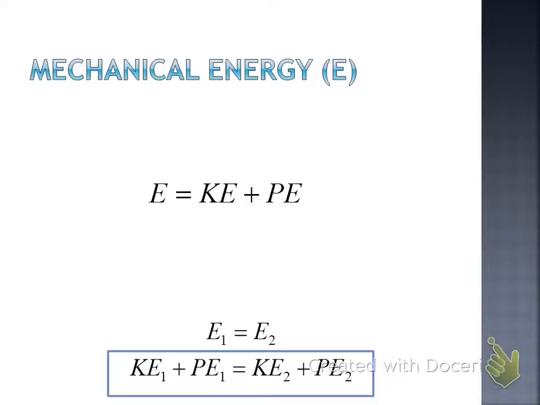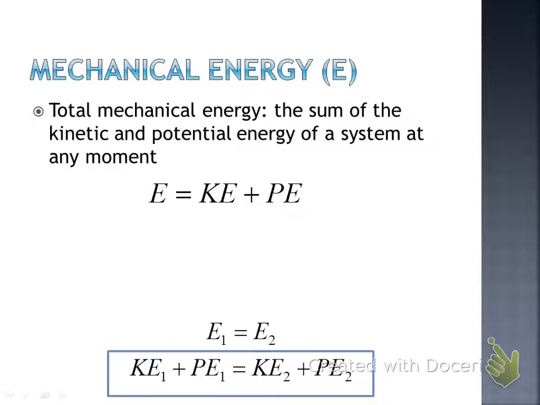Okay, so mechanical energy is the sum of the kinetic and potential energy of the system at any moment. So this capital E gives us the total mechanical energy. And it's really just energy in itself. This equation is not 100% necessary yet either.